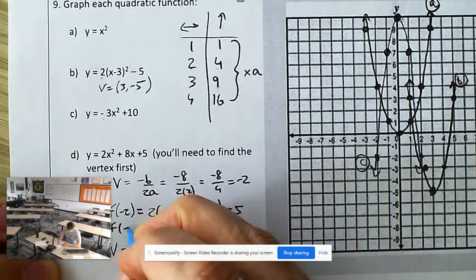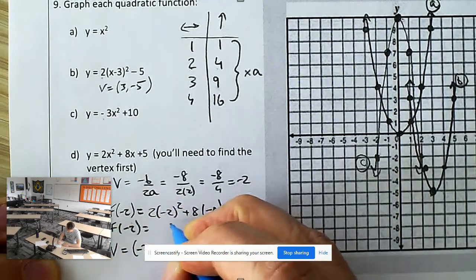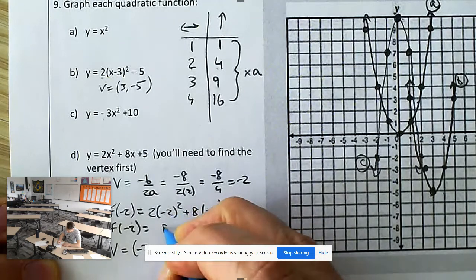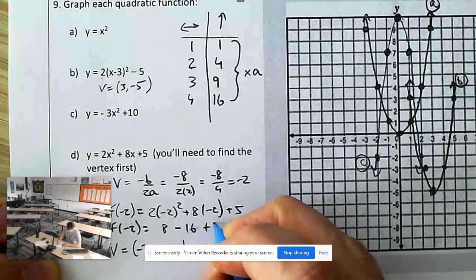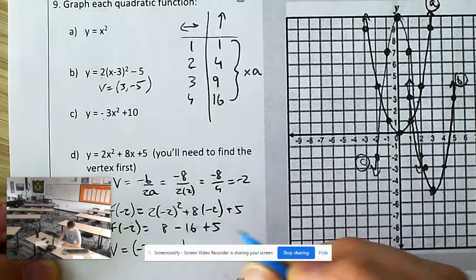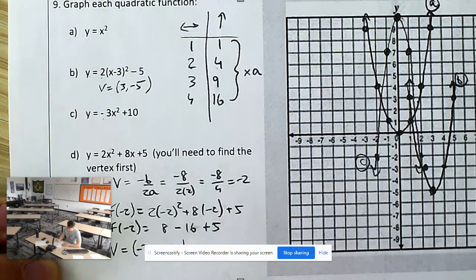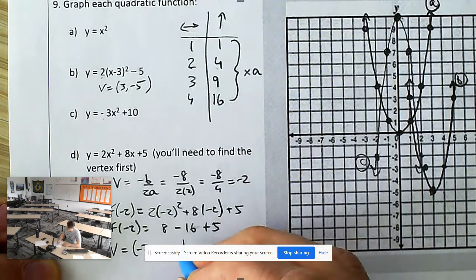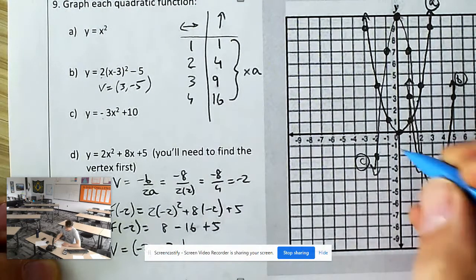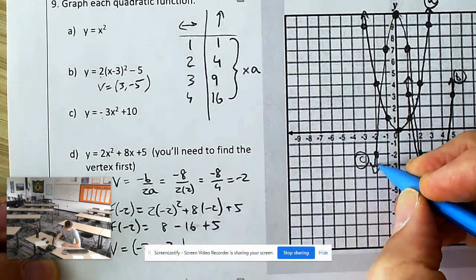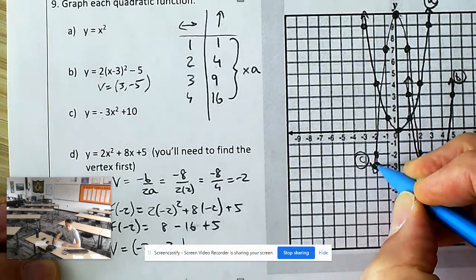Let's see what that gives us. That gives us, let's see, 8 minus 16 plus 5. That's 3, I believe. No, negative 3. Correct, negative 3. So negative 2, negative 3. So negative 2, negative 3 is right there.